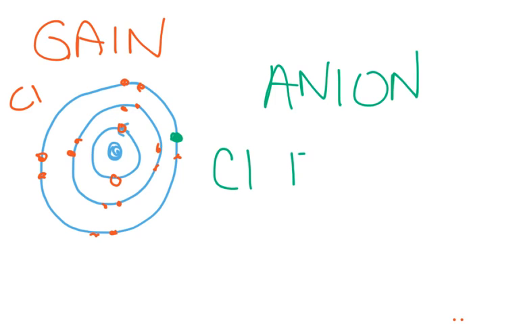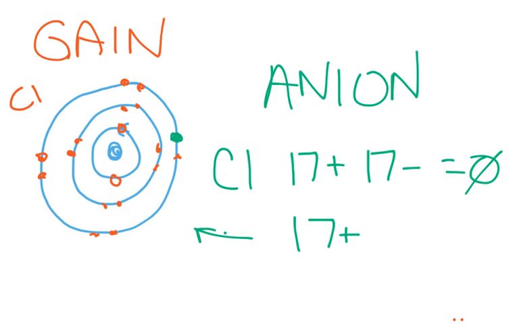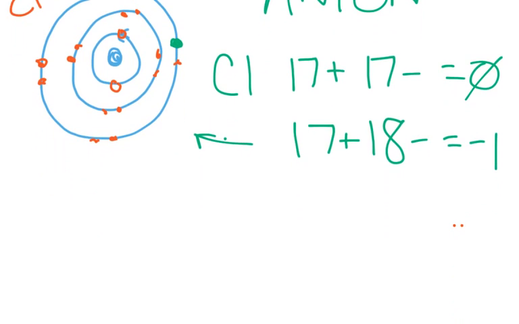But think about it. Neutral chlorine, 17 positives, 17 negatives. That makes it have an overall charge of 0. But in my drawing over here, I still have 17 protons because it's still chlorine. Now I have 18 electrons. That gives me the -1 charge.